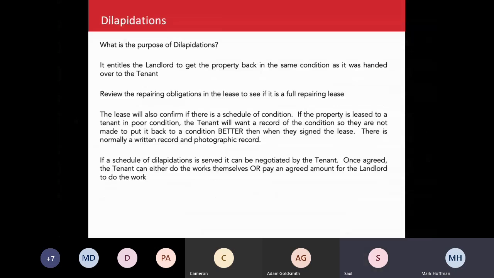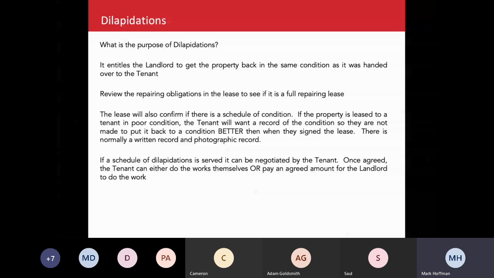Now I'd like to move on, please, to the next part of the webcast, which is dilapidations. Dilapidations is a pretty complex subject, but it is relevant for property managers. Property managers often get asked to deal with the dilapidations at the end of a lease. And dilapidations is one of the primary differences between residential leases and commercial leases.